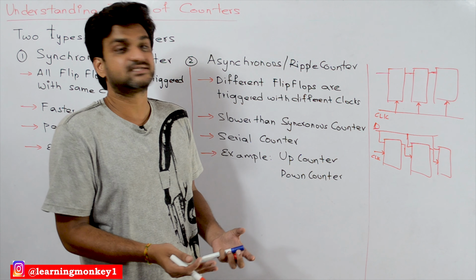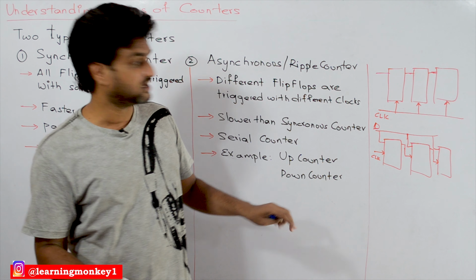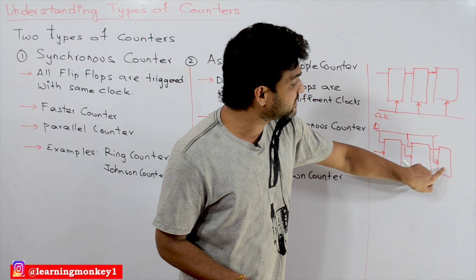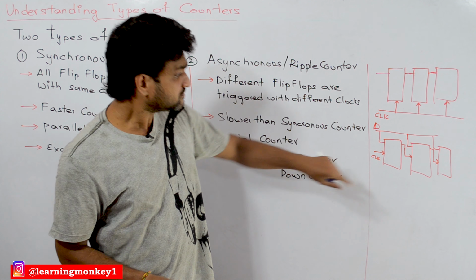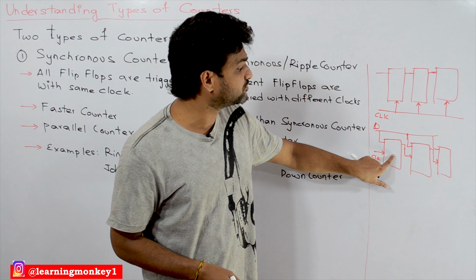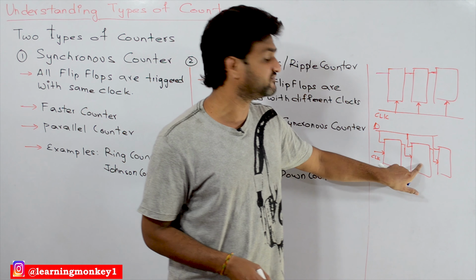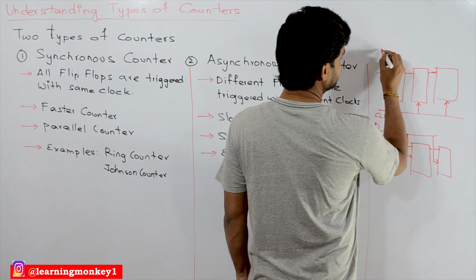So which one is faster? This one is faster because all the flip-flops are provided with a common clock. But for this kind of design, which we call asynchronous, they work very slowly because this flip-flop has to wait for the output of this flip-flop, and this flip-flop has to wait for the output of this flip-flop. So what is the propagation delay of this?